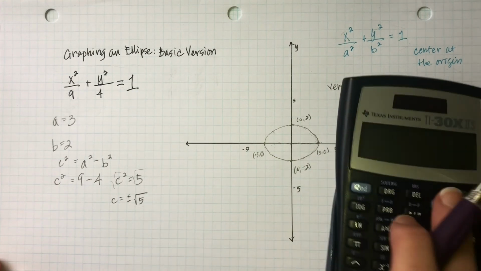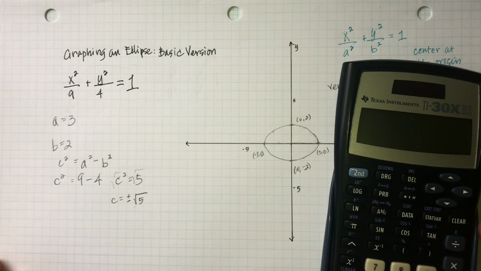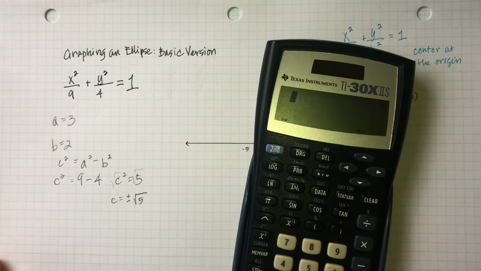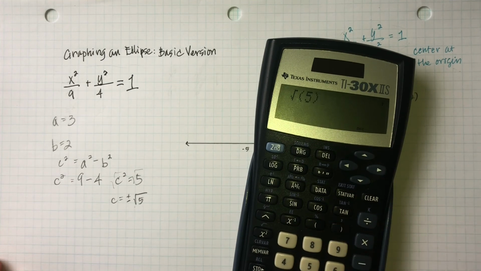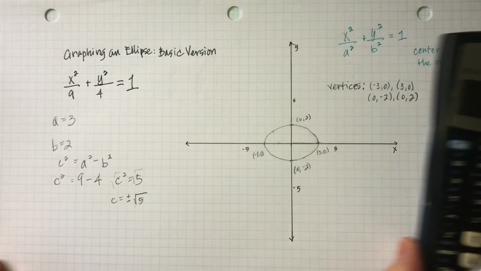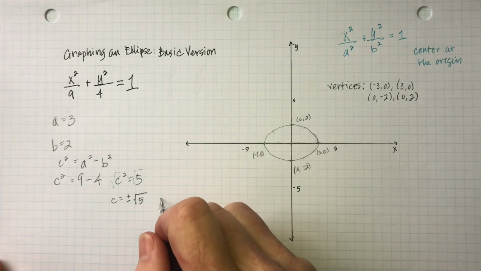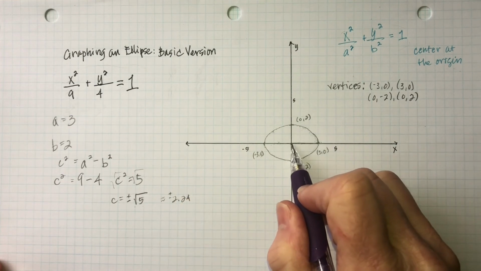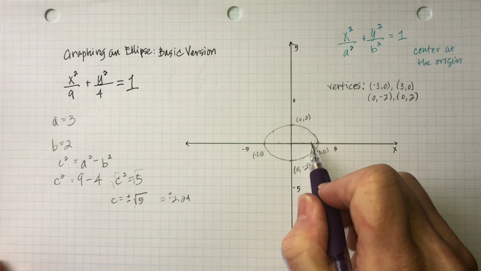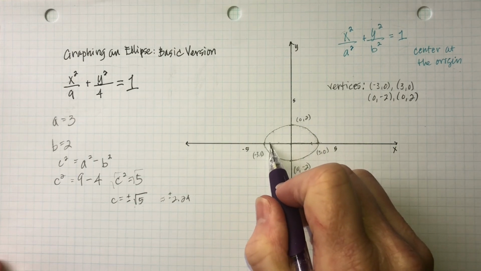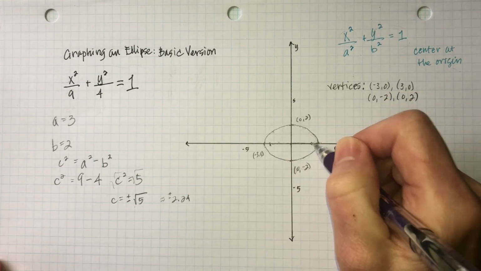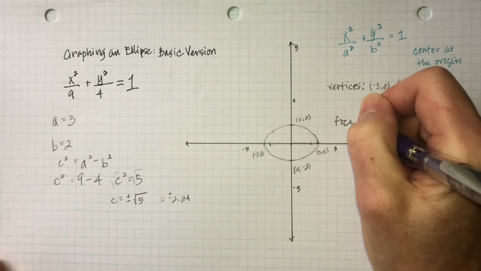Envisioning square root of 5 is a little difficult, right? So to graph that, we want to just use the calculator. Square root of 5 is about 2.24, so it's about plus or minus 2.24. So that's going to be 1, 2, and a little over 2, on each side. These are our foci points, and we need to list those as well as graph them.